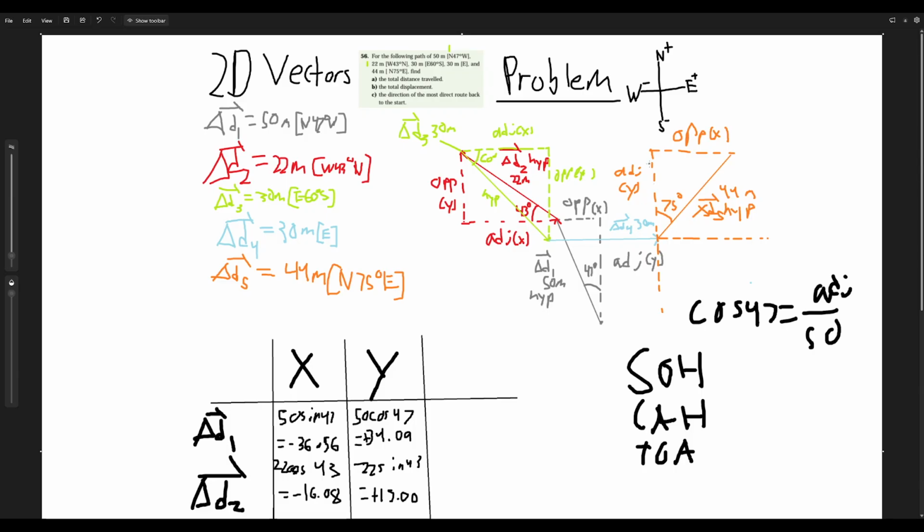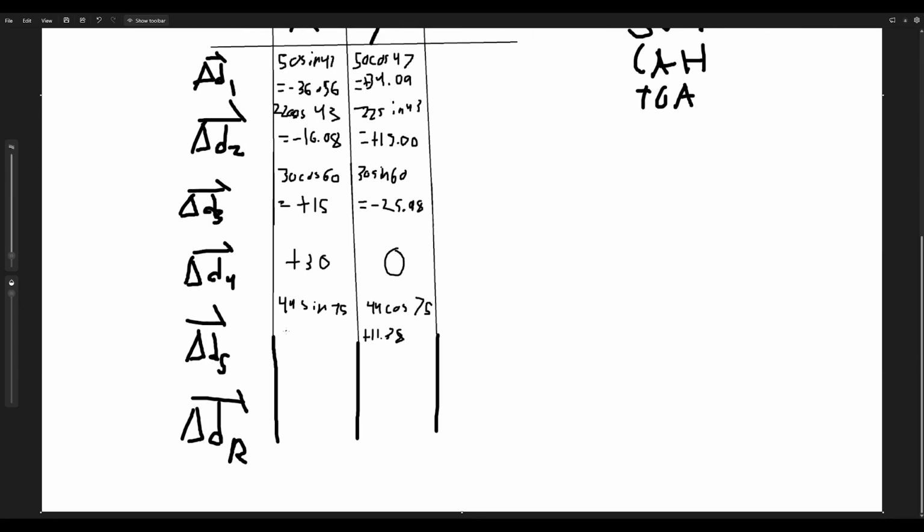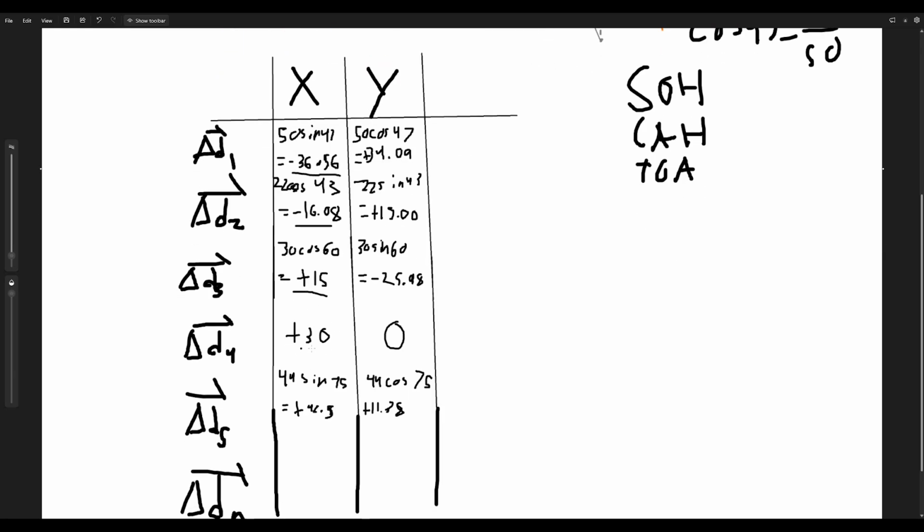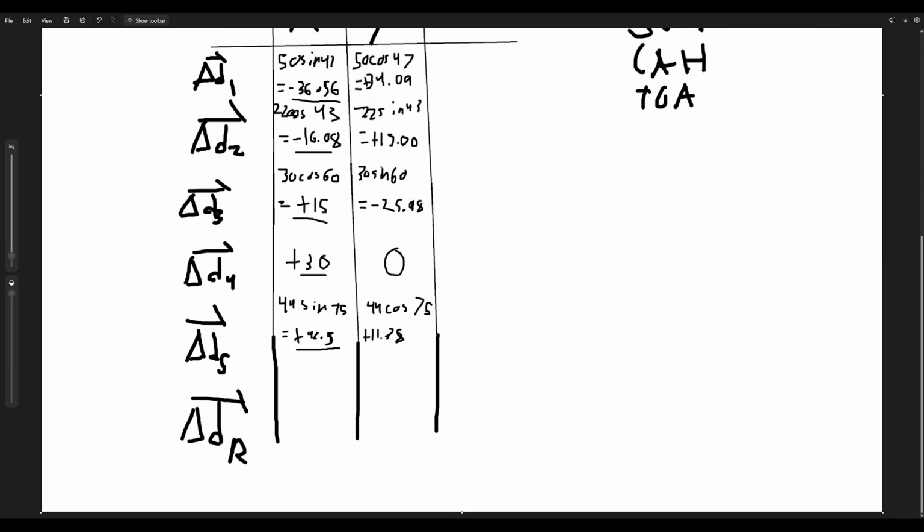It's going to be positive again because this is moving east. And I got 42.50, so I'm just going to put plus 42.5. Now, one of the final steps is you're going to add all of these values together to get the final x and y components of the resultant, or the total displacement, and then you're going to use Pythagoras to find the magnitude of that line.